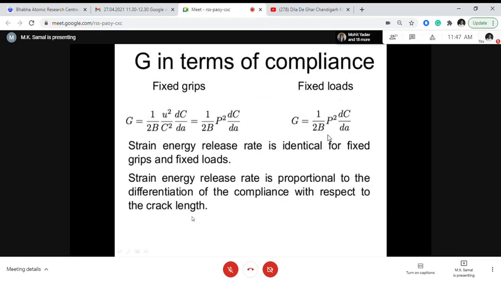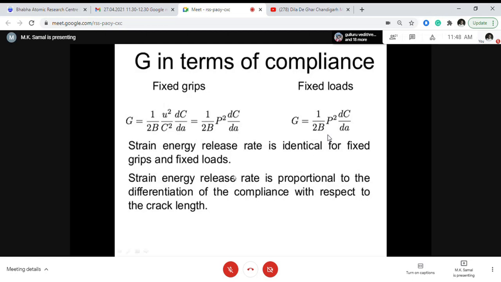So this is a summary. For fixed displacement, it is 1 by 2b u square by c square dc by dA, which can also be written as 1 by 2b p square dc by dA. For the fixed load condition, it is 1 by 2b p square dc by dA. So the strain energy release rate is identical for fixed displacement and fixed load. G, called the potential energy release rate, is proportional to dc by dA. For a certain geometry, suppose dc by dA is higher, that means compliance changes very quickly. In that case G will be higher, that is, the potential energy release rate will be higher.